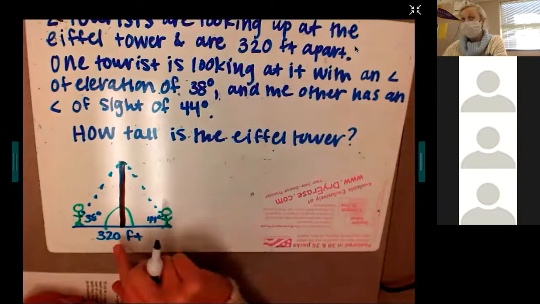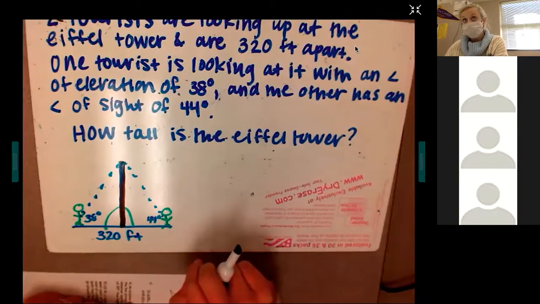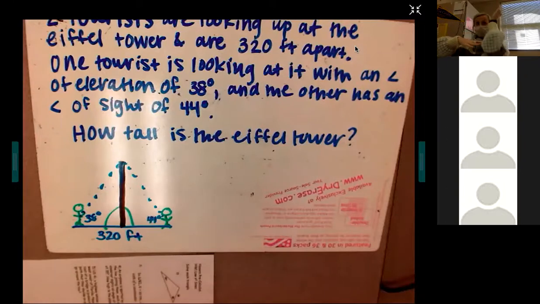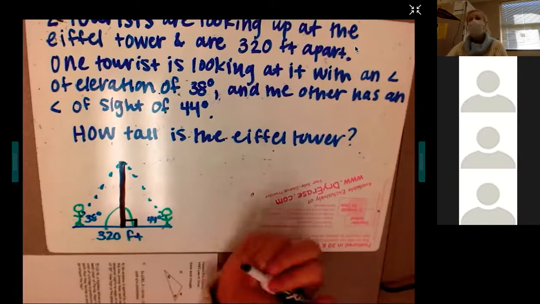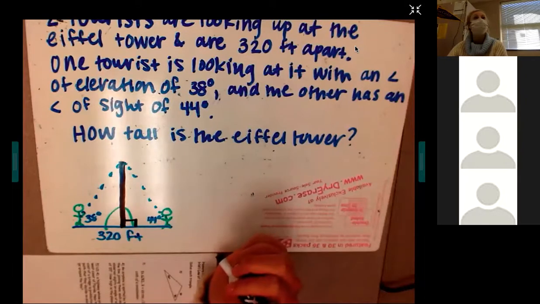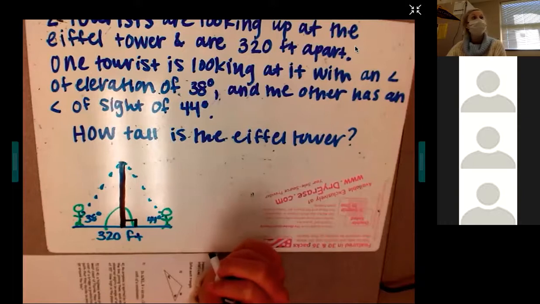What do we know about the ground? It's always horizontal. So what do a horizontal and a vertical line make at the bottom? A right angle. Very good. Anytime it asks you how tall something is or for the height of it, if it doesn't say it's tilted, you assume, and this is okay to assume, that it is straight up and down. It's vertical, which means it should make a 90-degree angle with the ground.